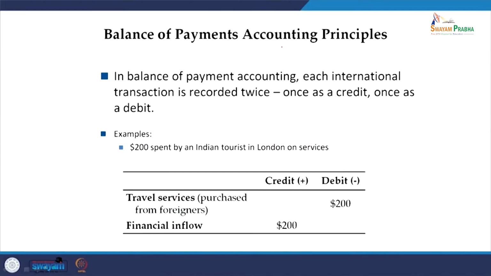In another example, $200 is spent by an Indian tourist in London, maybe for hotel services or restaurant services. What really happens here is that the person might have purchased travel services from foreigners, like a taxi or boating or any other kind. Since the travel services are accessed by Indians, there will be a debit entry very quickly. We have to pay that amount.